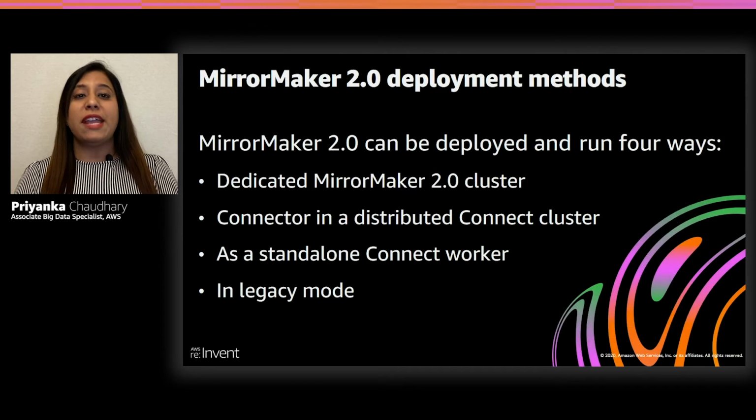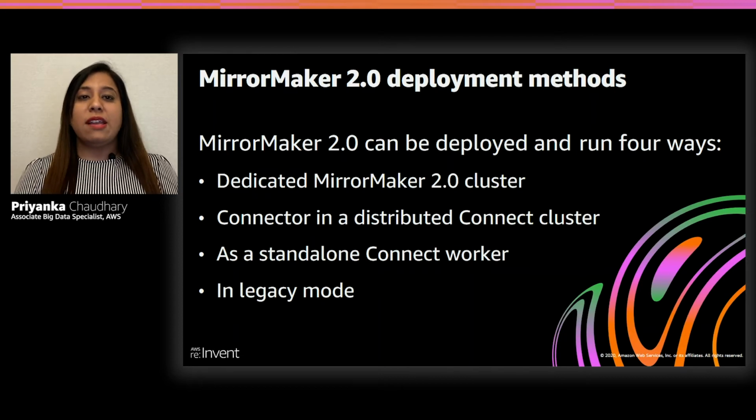Now we'll discuss the deployment methods for MirrorMaker 2.0. MirrorMaker 2.0 can be deployed and run in four ways. Number one, a dedicated MirrorMaker 2.0 cluster. In this mode, if you don't have any Kafka Connect cluster present, you can use the high-level driver to configure MirrorMaker 2.0. Number two, a connector in a distributed Connect cluster.